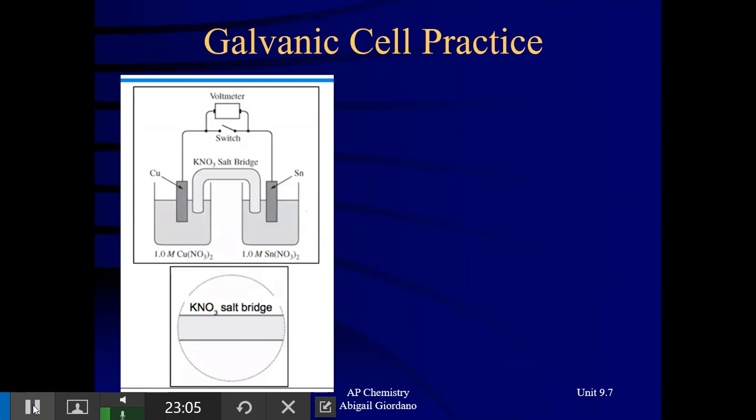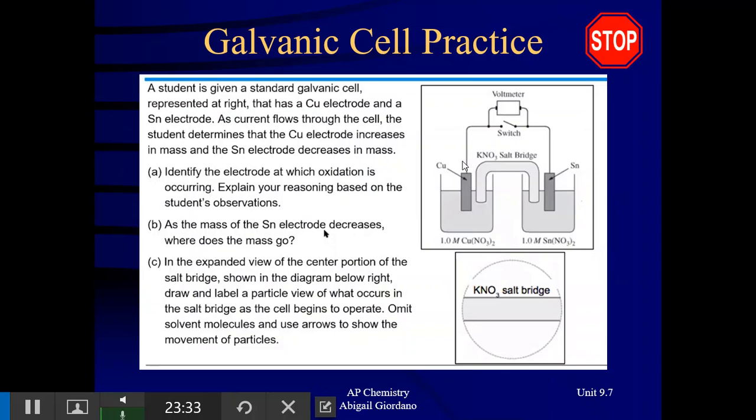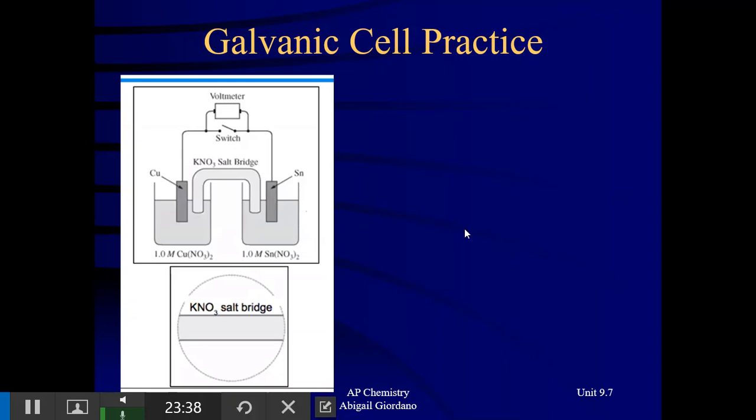All right, so part A said, identify the electrode at which oxidation is occurring. Explain your reasoning based on the student's observations. And if you'll recall, the student noticed that the tin electrode, the one on the right, was losing mass, was decreasing in mass.